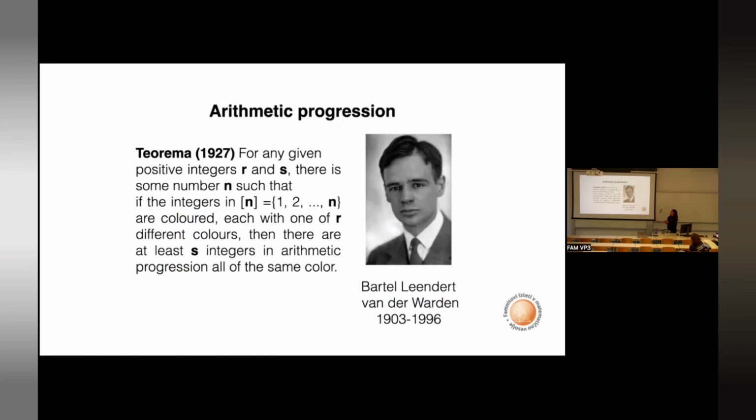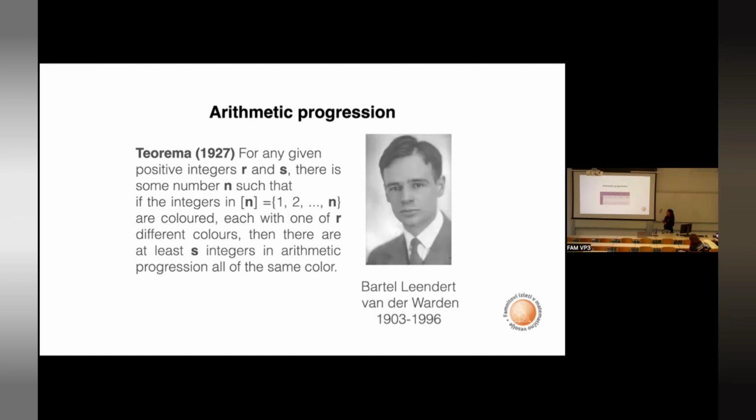And once again, we can generalize this. This was done by this mathematician in 1927. For any R and S, there exists a number such that if we color not with 2, we did it with 2, but with R different colors, then we will find S integers in arithmetic progression. So we did it for 2 colors and for 9, for example, but again, this is something that can be done on a much, much larger scale.